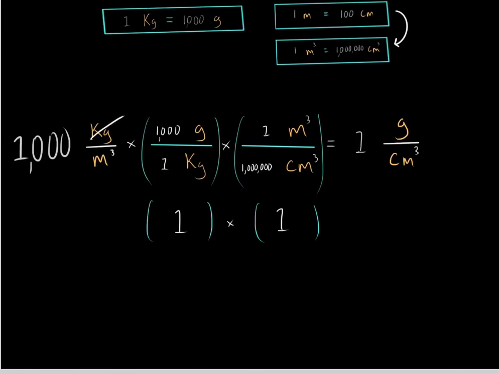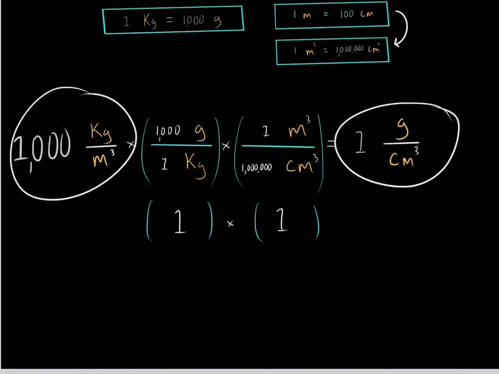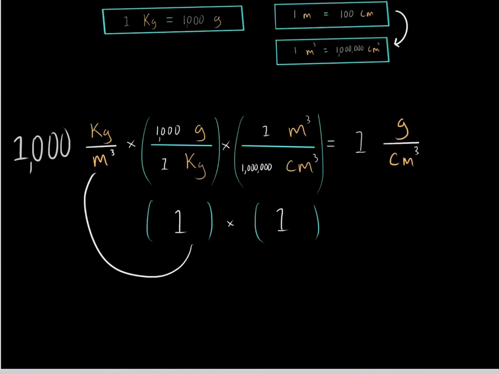So now you do it. Kilograms cancel, meters cubed cancel. We're left with grams over centimeters cubed, which is what we want. And then you just do the math. If you multiply these, divide by 1, multiply by 1, divided by a million, you would get this answer. So water has a density of 1,000 kilograms per meter cubed, which is the same thing as saying water has a density of 1 gram per centimeter cubed. These both physically represent the same thing. We didn't want to change the actual value of the density. All we wanted to do was change the units.